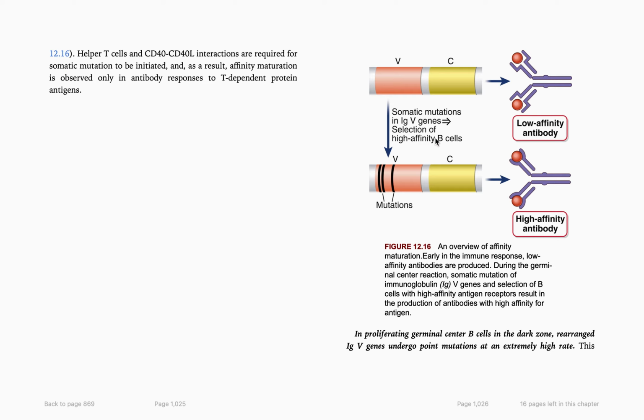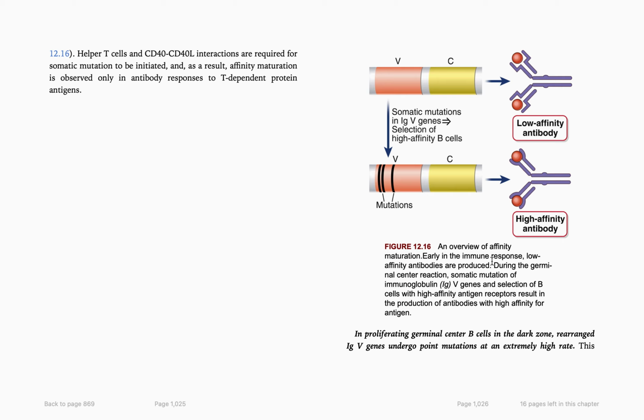We see this is somatic hypermutation, and we have been told that the helper T cell, CD40 and CD40 ligand interactions are required for somatic mutation to be initiated. As a result, affinity maturation is observed only in antibody responses to T-dependent protein antigens. So in here we have the V region. This is an overview of affinity maturation.